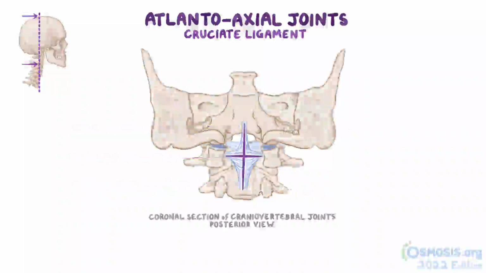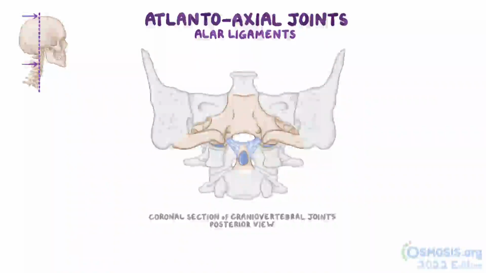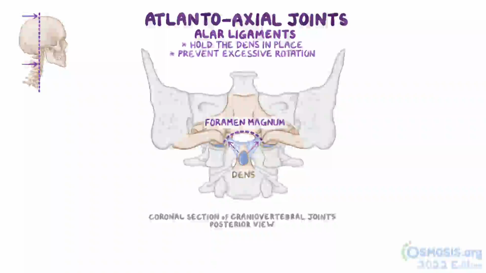There's also a pair of short, fibrous cords called the alar ligaments, which extend from both sides of the dens to the lateral margins of the foramen magnum to hold the dens in place and prevent excessive rotation.